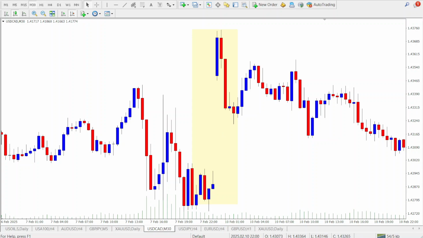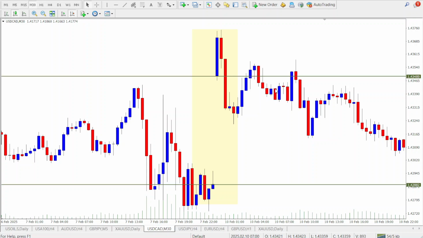Now, how do we spot these gaps? Liquidity gaps appear on charts as unfilled spaces between price levels. You can see in this scenario, can you see that we had a jump all the way from here to here? So the price will skip from one level to the next, and there won't be any price action in between.